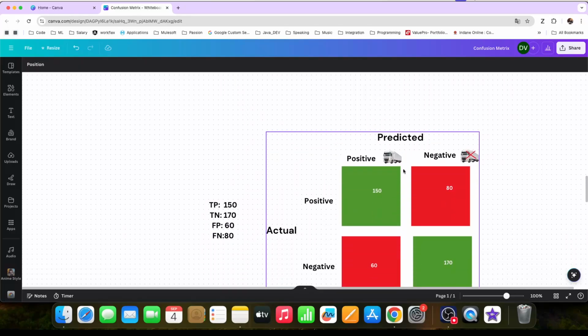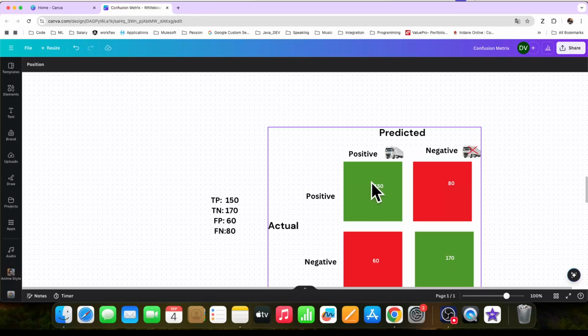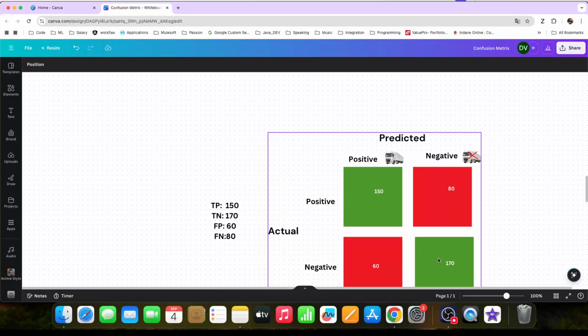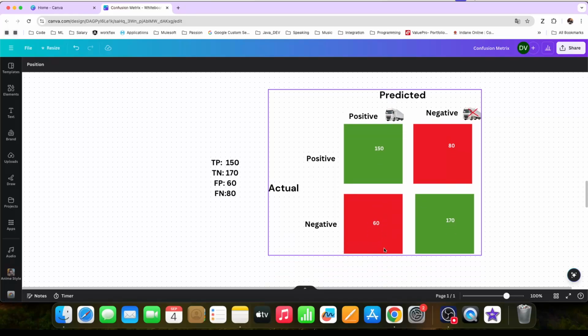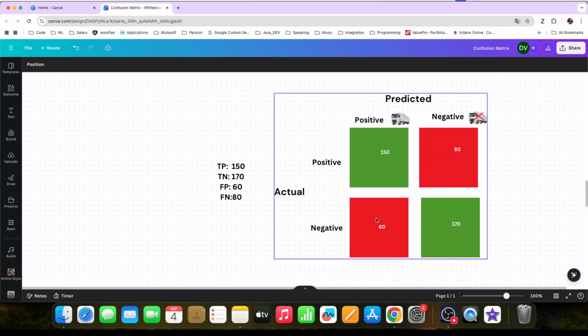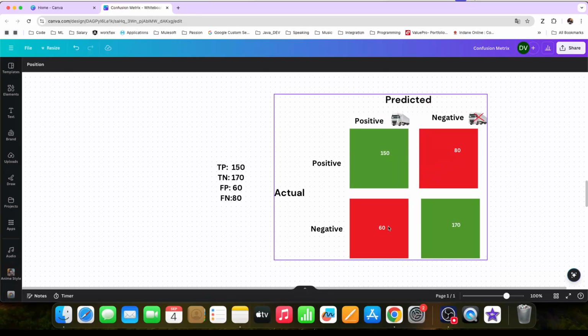Here in your confusion matrix, I just put the numbers accordingly: true positive, true negative, and false positive. Now, in a nutshell, ideally this is how your green count should increase and increase, and this count should be reduced, because this is false.